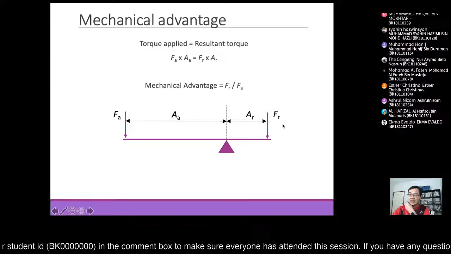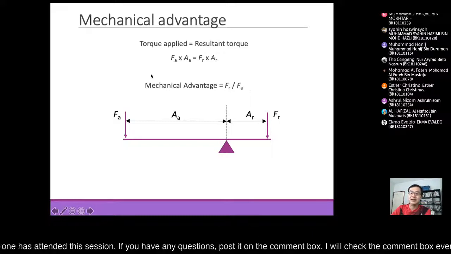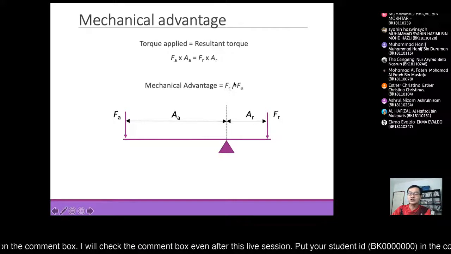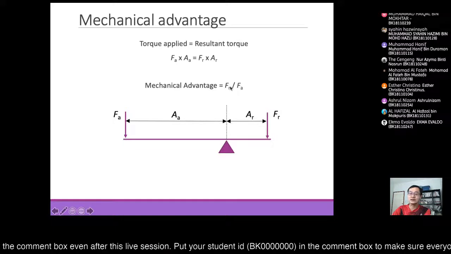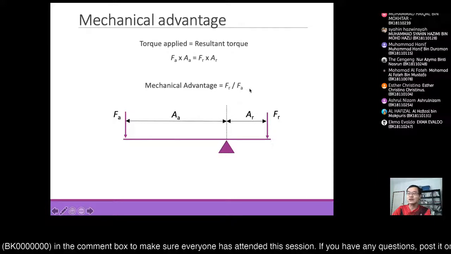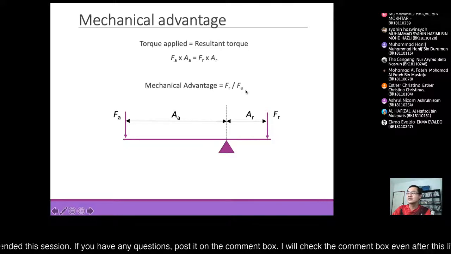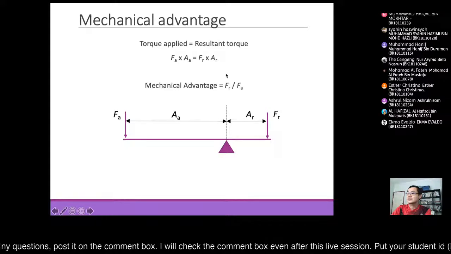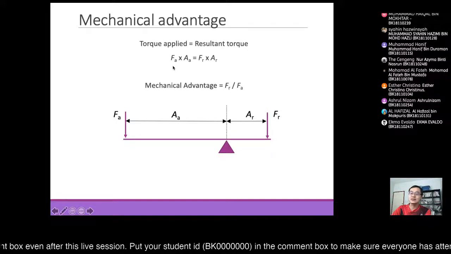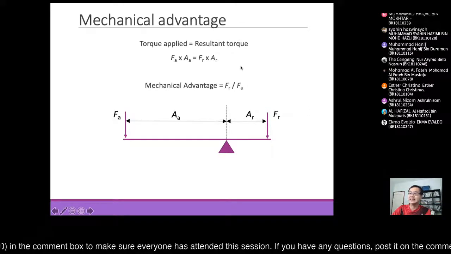All right, so how to calculate this? We always want to calculate the mechanical advantage. What is the mechanical advantage? It refers to the resultant force FR divided by the force applied. How much force you have amplified by applying this small force or big force. So this mechanical advantage we can obtain by calculating the forces acting throughout the mechanism or the lever itself.